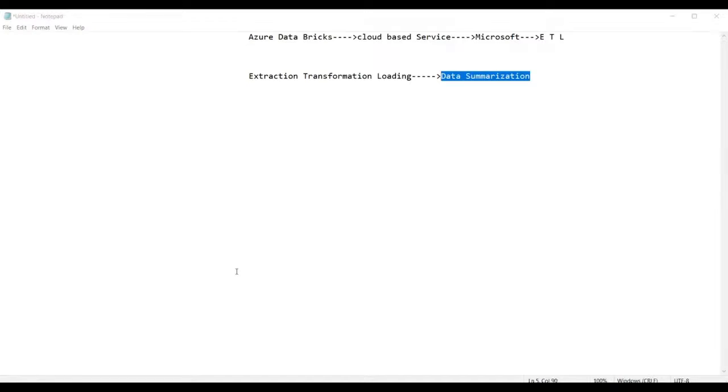Wherein for the process of ETL, that is extraction, transformation, and loading, we require the following. First of all, we require the source, the source of data, and then we require another one as a target. The first thing is a source and the second thing is a target.